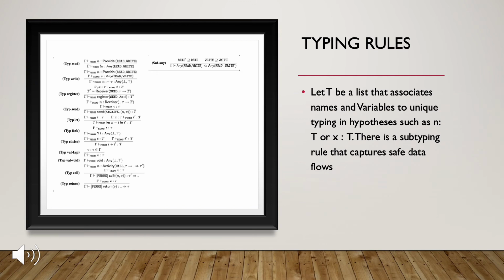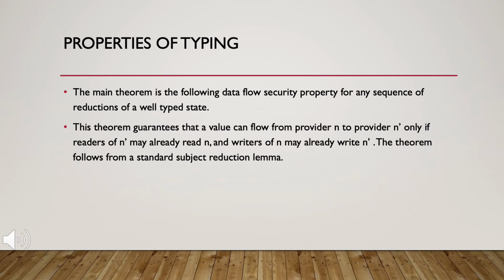So the left-hand side has write, read, register, send, let, fork, choice, value, hype, value, void, call, and return. And then the sub-hand side has any. There are a couple properties of typing.